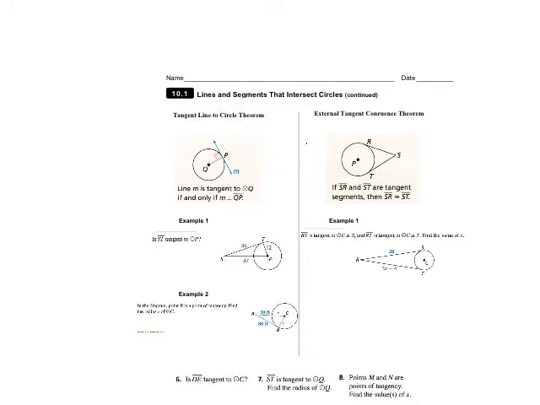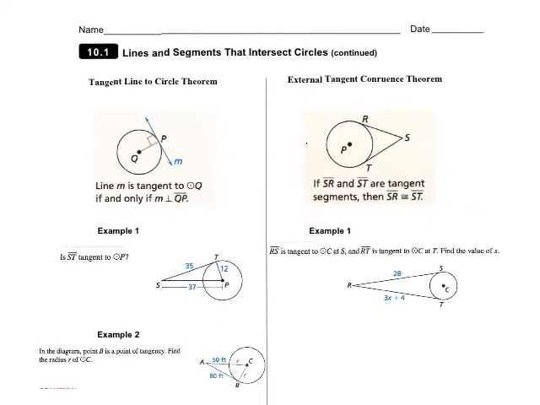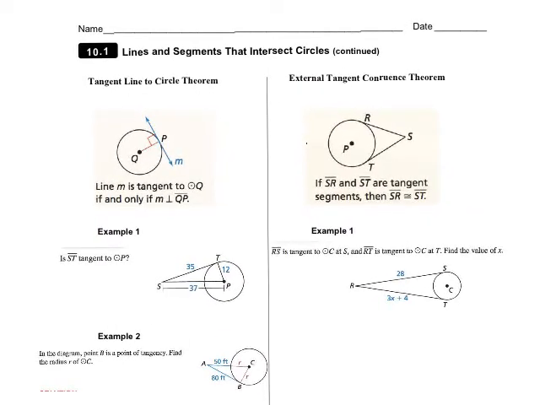Okay, here's page 2. We have a couple theorems. We have the tangent line to circle theorem. It says line M is a tangent to circle Q if and only if it's perpendicular to QP. So as I told you on the first page, a tangent has to be perpendicular to the radius and/or diameter. What does that mean? What does perpendicular really mean again? They cross at a right angle.